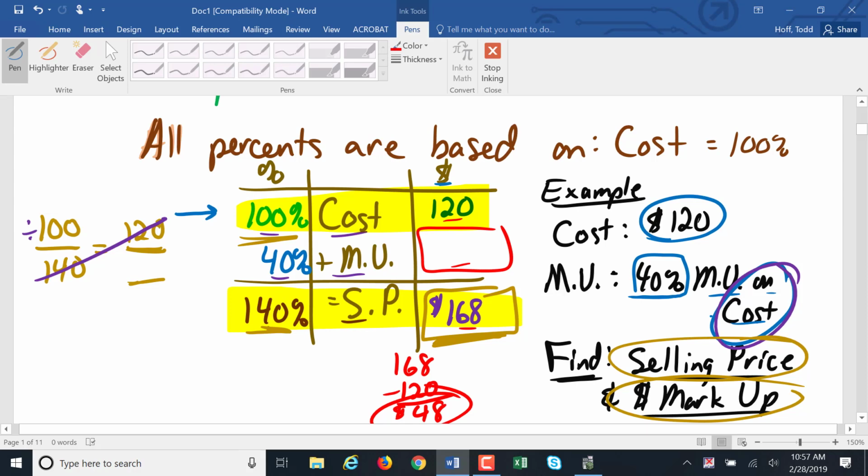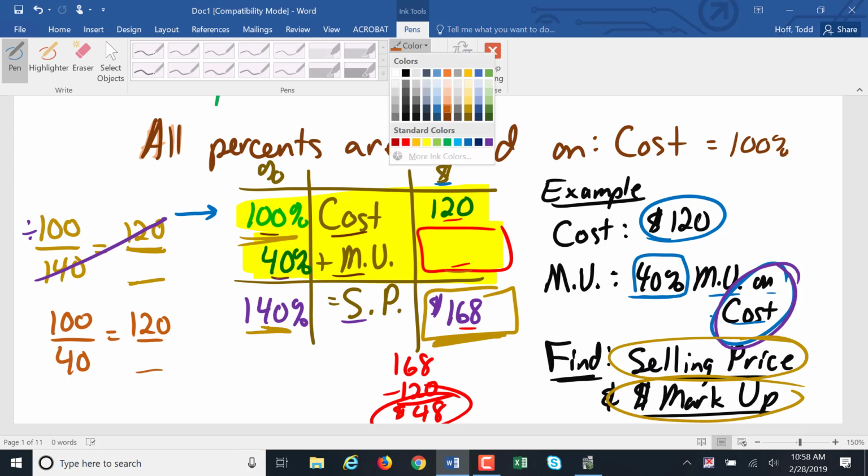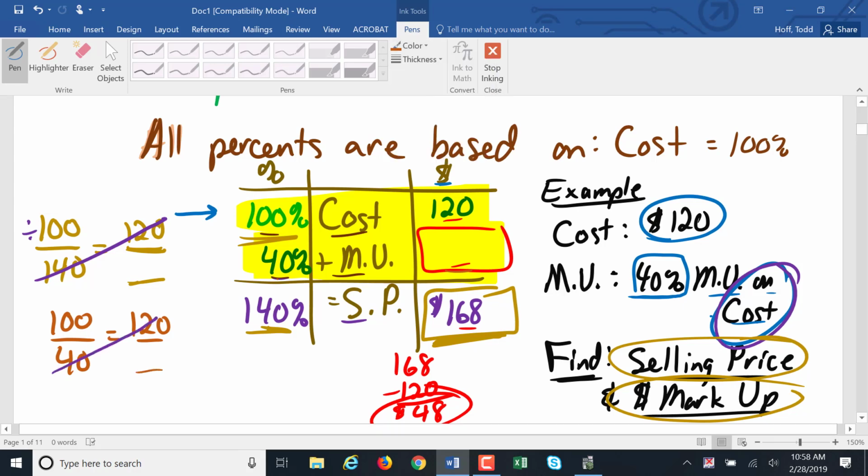But I want to use this table, these proportions. I still have both numbers for the cost, but what I'm looking for is the dollar markup. So it's that row. I still have the 100% and the $120 for the cost. Again, I put them up above. The 40% goes under the 100, and the blank is still under the 120. And we can cross multiply and divide here. 40 times 120 divided by 100 is going to come out to be $48. So we get a $48 markup.